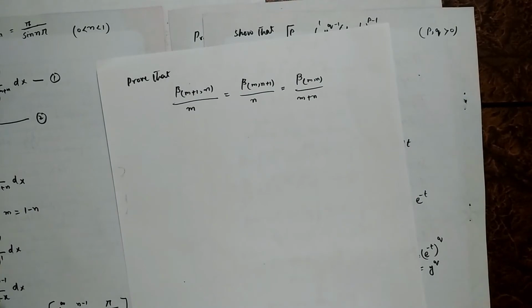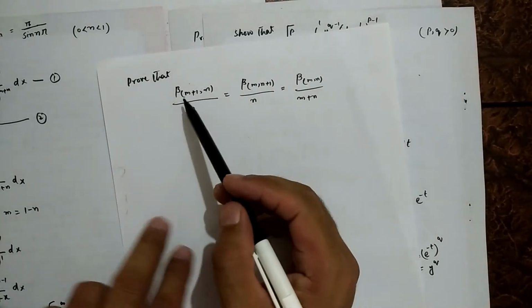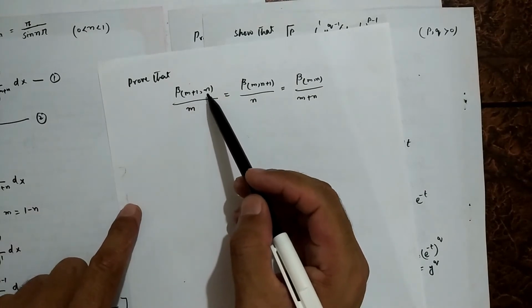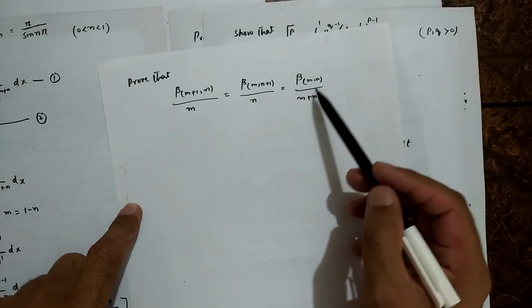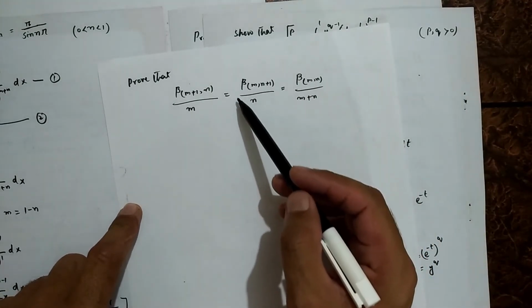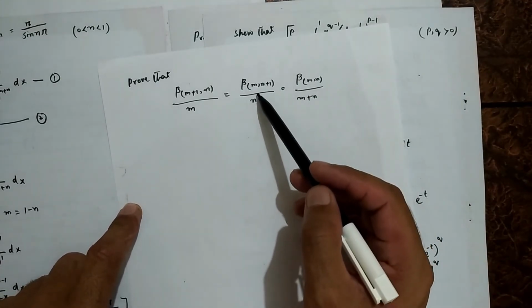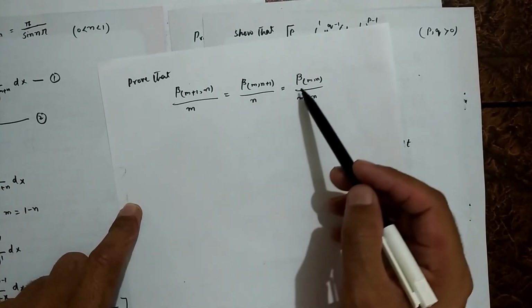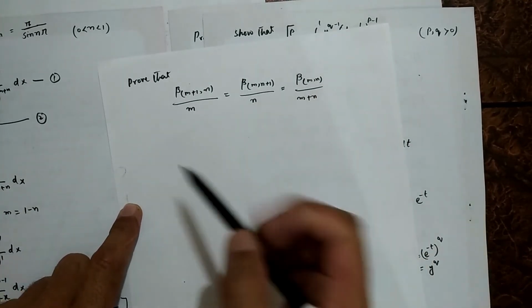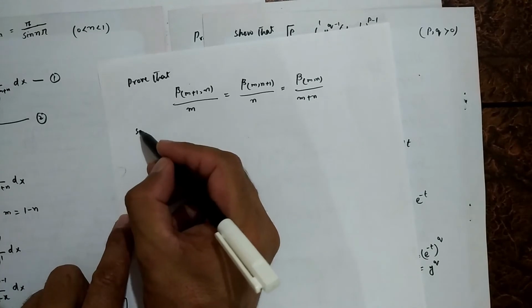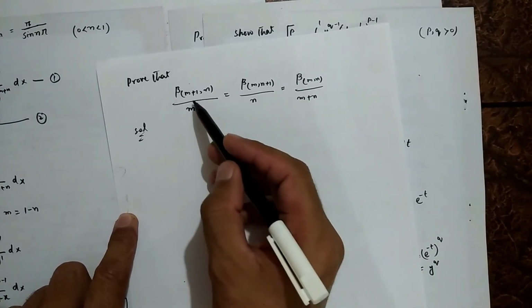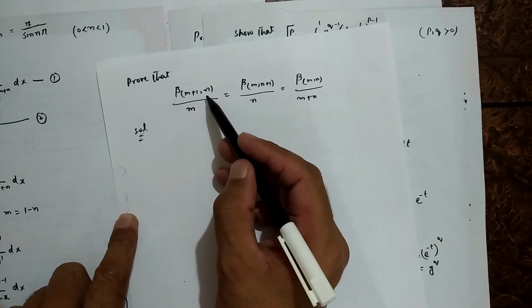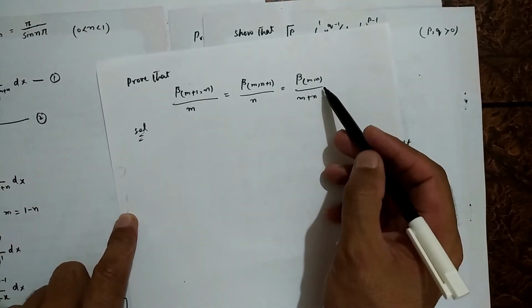Now here in this problem we are asked to prove that beta (m+1, n) divided by m is equal to this term, and similarly again we have to prove that beta (m, n+1) upon n is equal to this one. So first we have to prove that beta (m+1, n) upon m is equal to beta (m, n) upon m plus n.